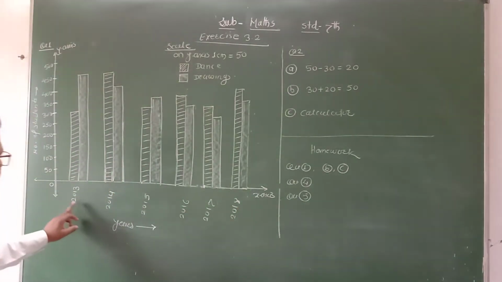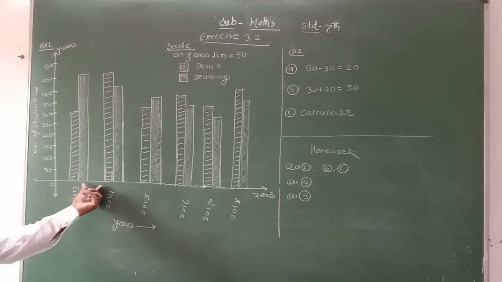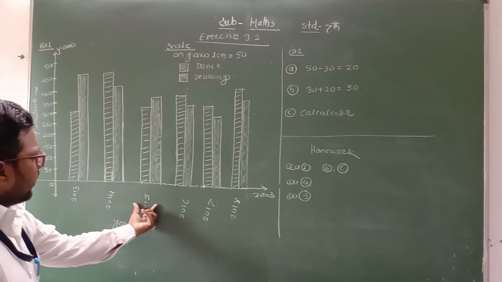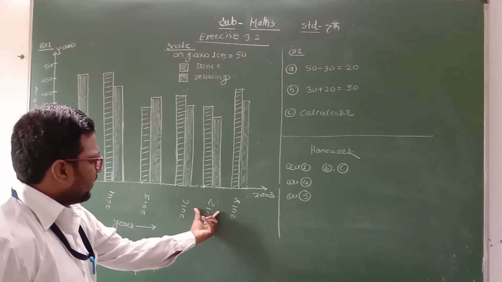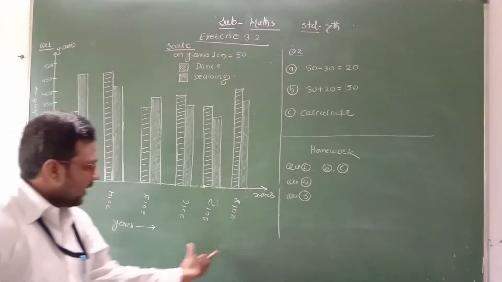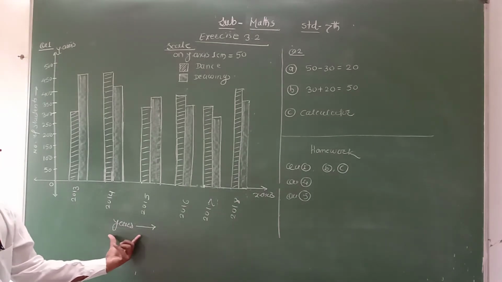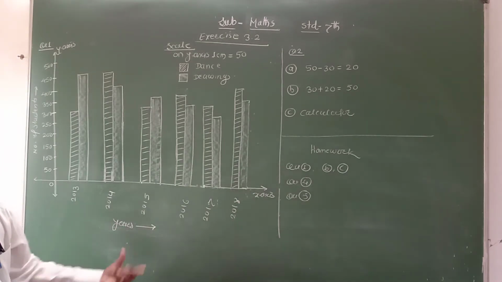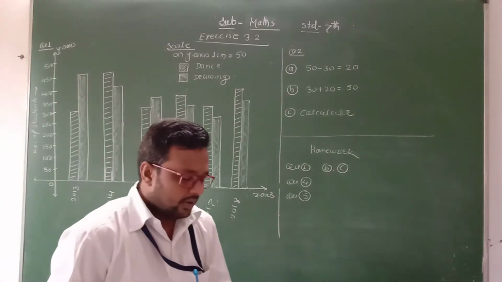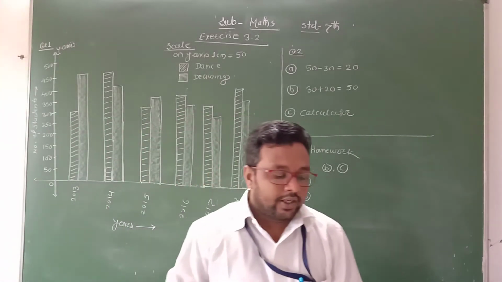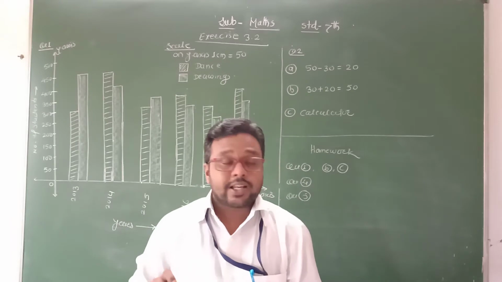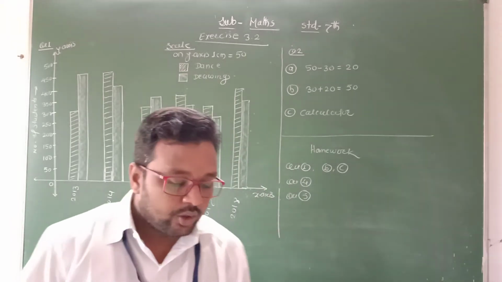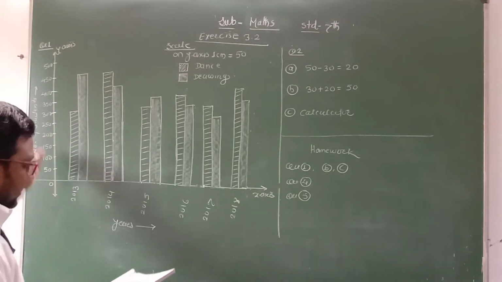Here we write 2013 at 1 centimeter distance, then 2014, 2015, 2016, 2017, 2018, and here we write years of enrollment of the courses. Then the second information given, the number of students for dance and drawing, clear? That information you have to represent on the y-axis.